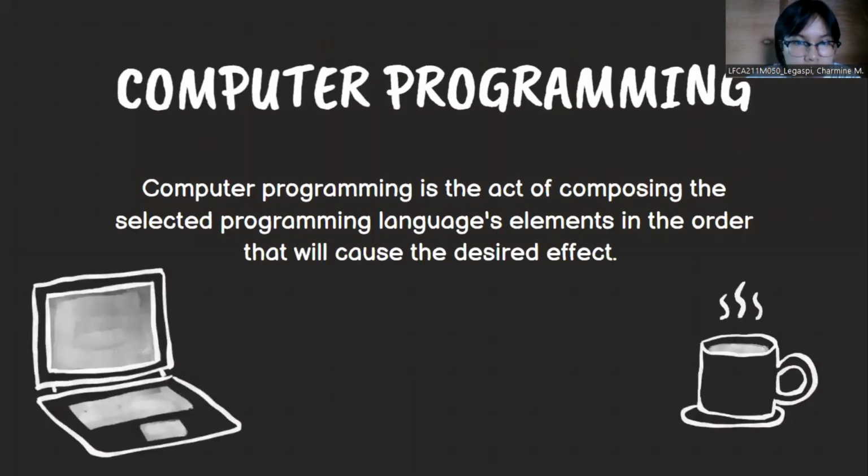Computer programming is the act of composing the selected programming language's elements in the order that will cause the desired effect. It's like writing a set of instructions that a computer can understand and execute to produce the desired result. So the programmer needs to carefully structure these instructions, or code, to make the computer perform some specific tasks or functions as intended.